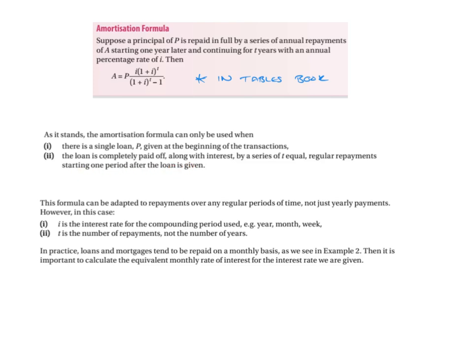Now it says it can be adapted to repayments over any regular periods of time, not just yearly. So, for example, monthly. And what we have to do then is change our I and our T to reflect that. So, for example, if we were told that the interest rate was 6% per annum, then we'd have to work out the monthly interest rate if we were paying monthly, and also the number of repayments. If it was 5 years, if it was monthly, it wouldn't be 5 repayments now, it'd be 5 times 12, so there'd be 60 repayments. What we see here says that loans tend to be repaid on a monthly basis, and we're going to look at that in the next example.